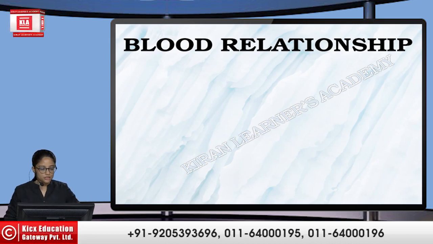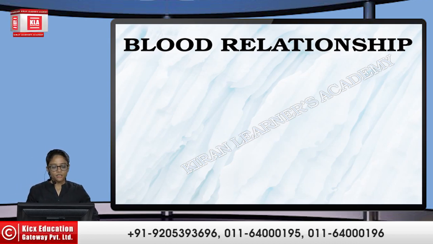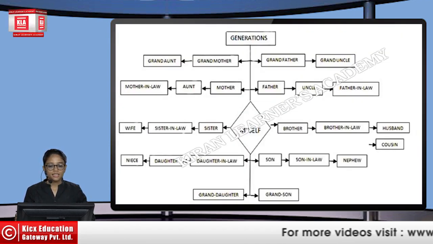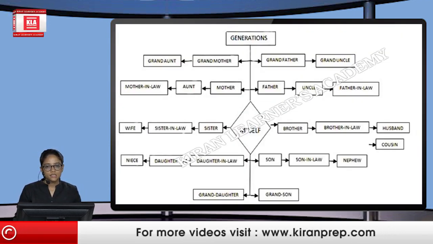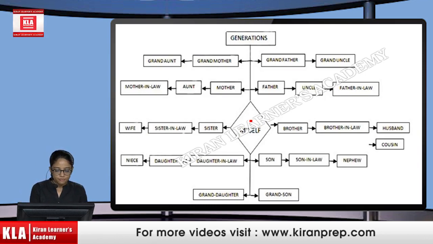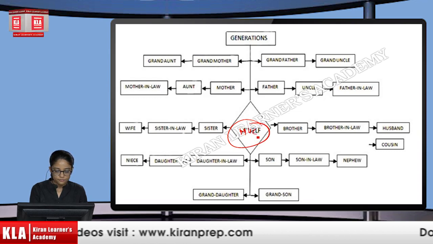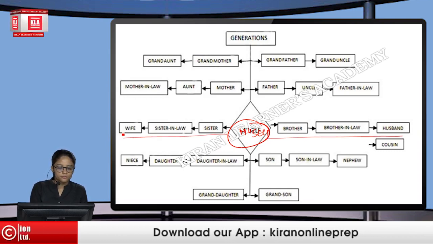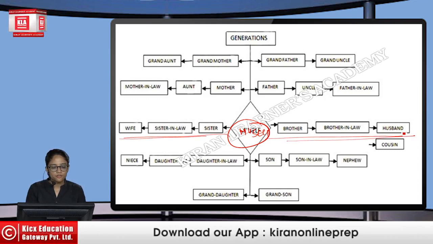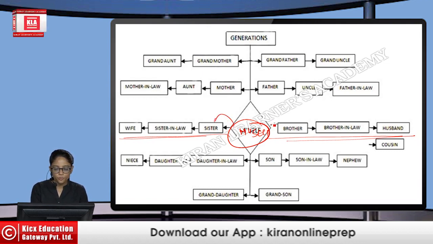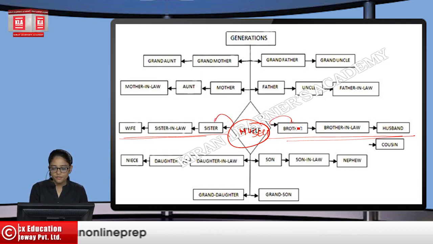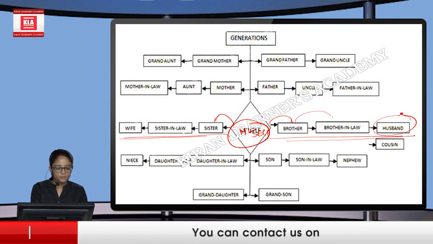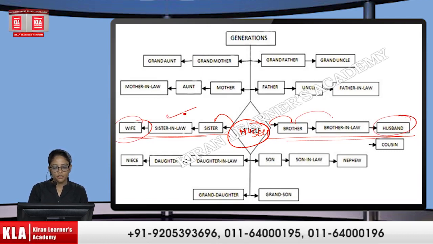So let's see what all things we need to know about it while doing the questions. First of all, let's understand what all relations we should know, to whom, what we should say to whom. This is you, myself. In this branch, in the same generation, a horizontal line means the same generation. You will have your sister, brother, then brother-in-law or your husband or your wife or sister-in-law, and the cousin as well in the same generation.